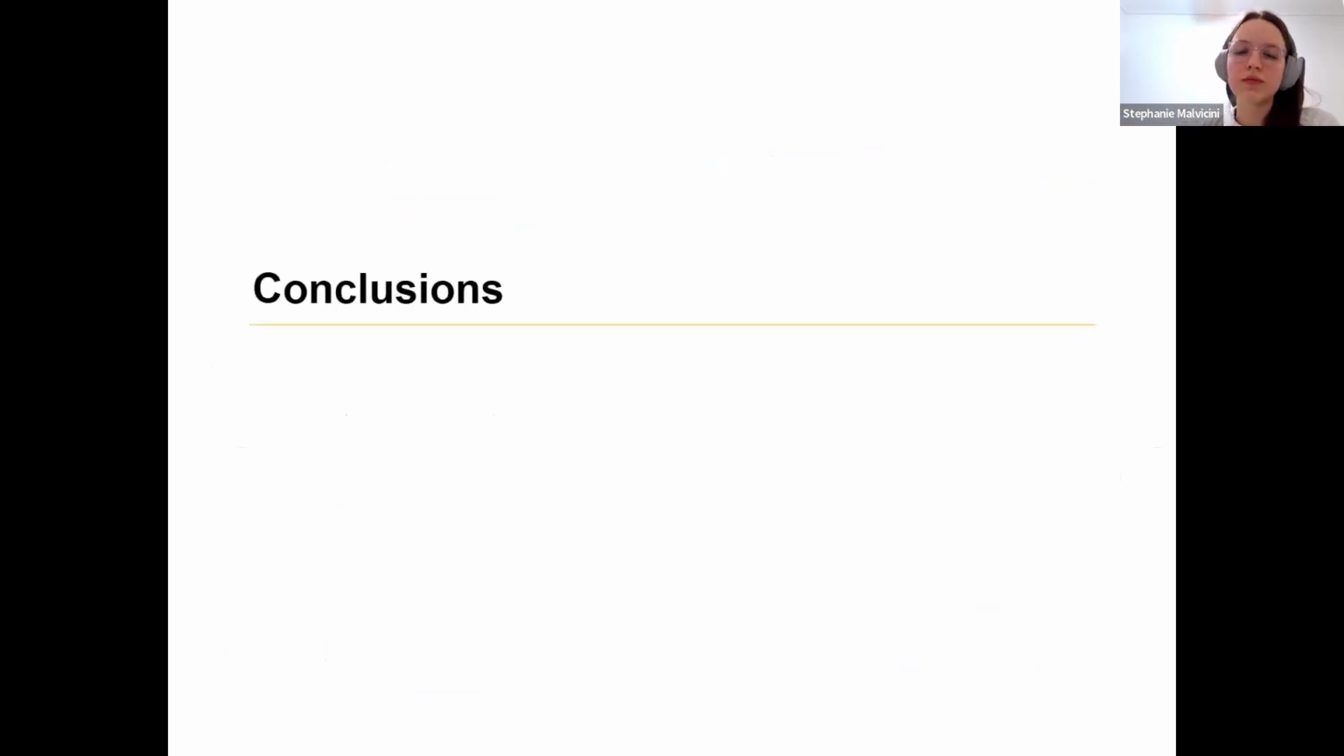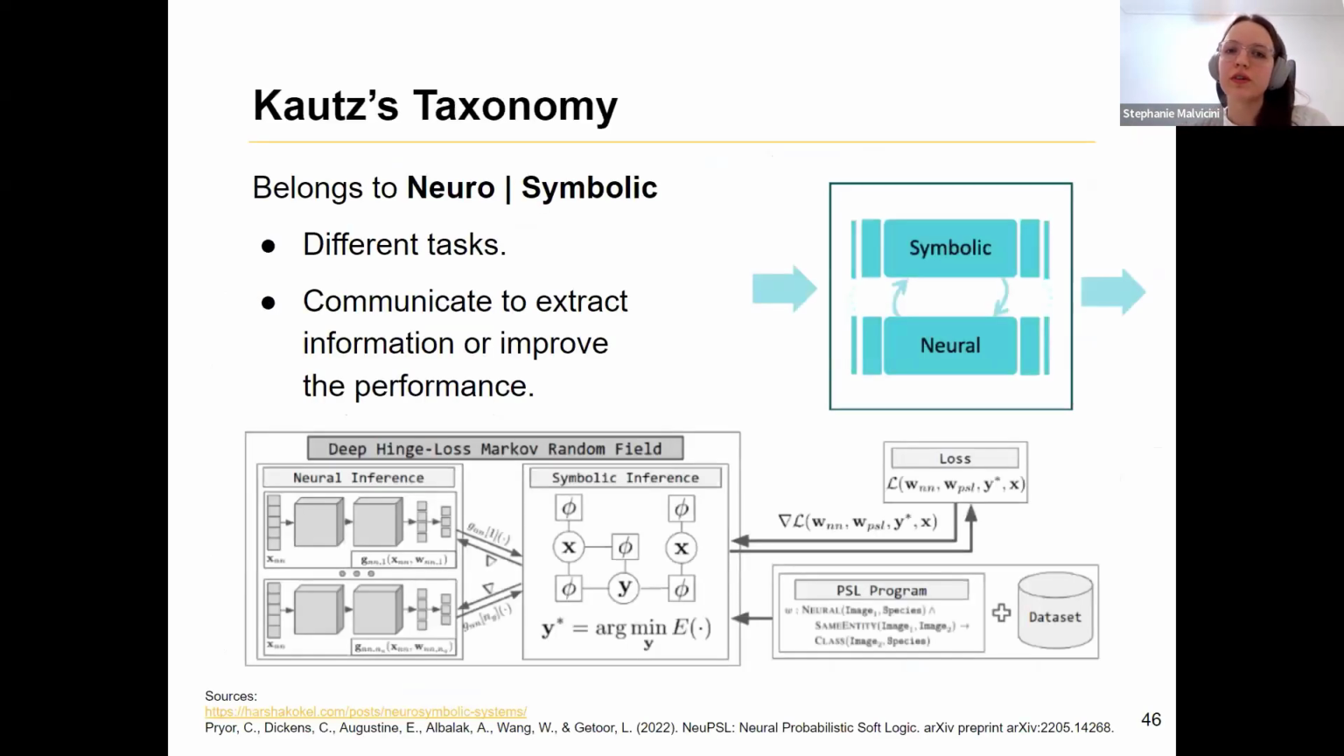So now let's wrap up this presentation. First, we wanted to place NeuPSL in the Kautz taxonomy, since it's something we learned in the first lesson. And we said that it belongs to the Neurosymbolic category, since we have different tasks done by the symbolic and the neural modules, and they communicate to improve the reasoning.